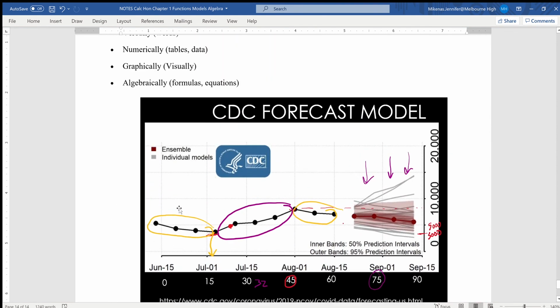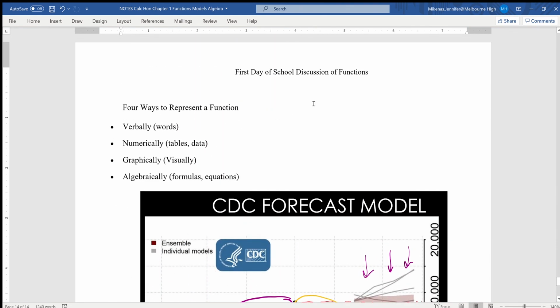Okay, so that takes us through our very first lesson on describing features of functions. I hope you found this helpful.